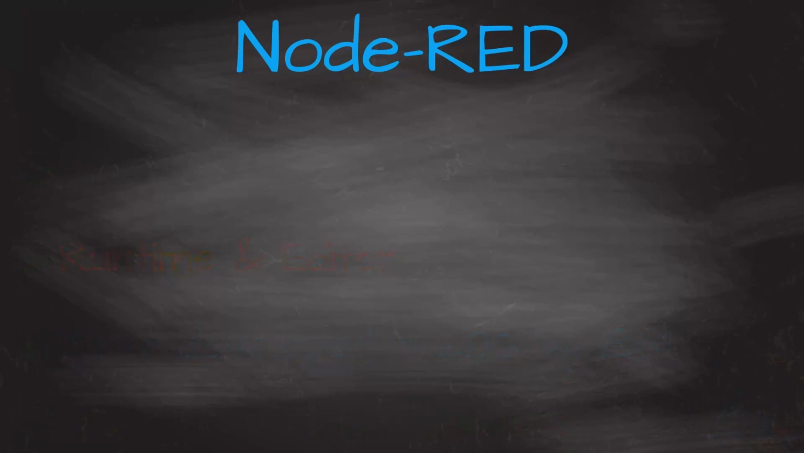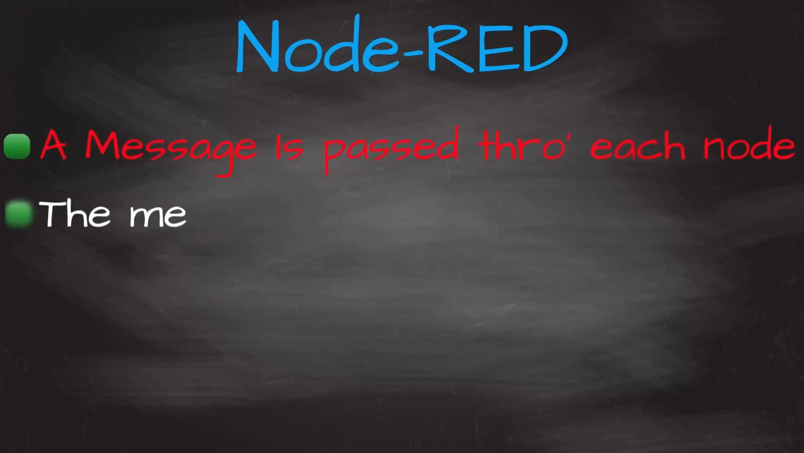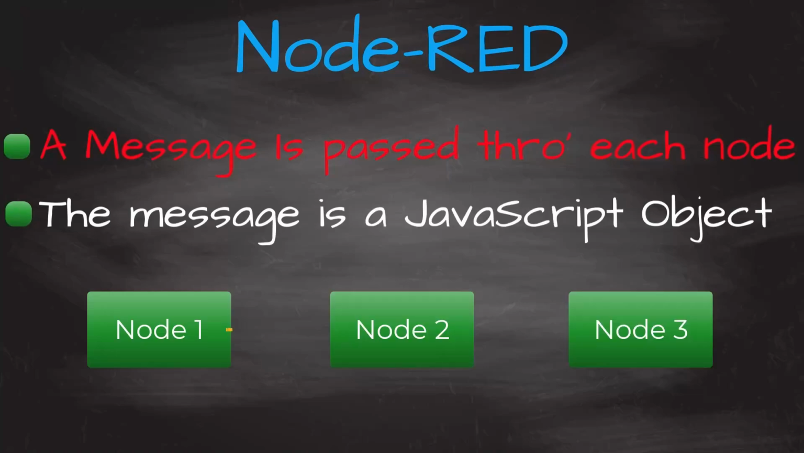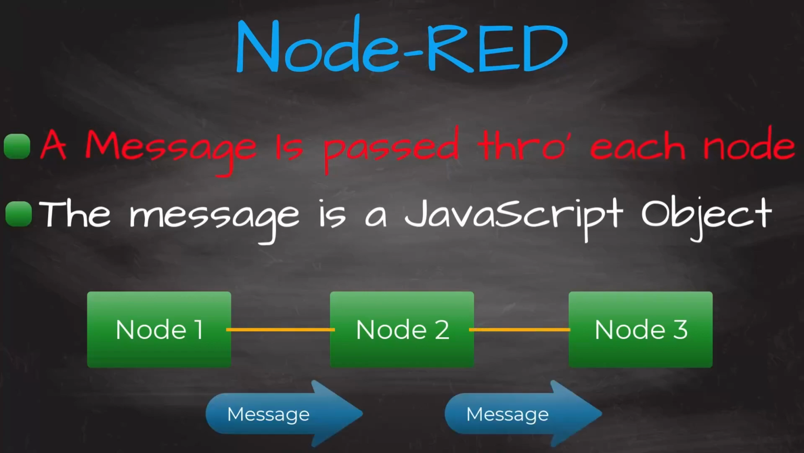Let me take a minute to give you a quick overview of how Node-RED works. The concept of Node-RED is very simple. A node passes a message to another node. This message is a JavaScript object that can contain absolutely anything, from calling an API to sending tweets, emails, etc. We have to thank the Node-RED developers for creating a simple but very functional product.